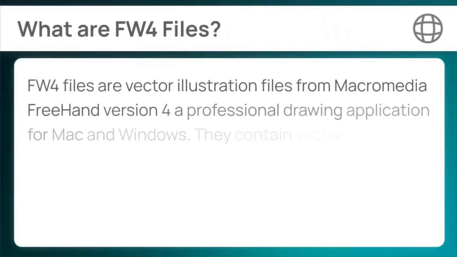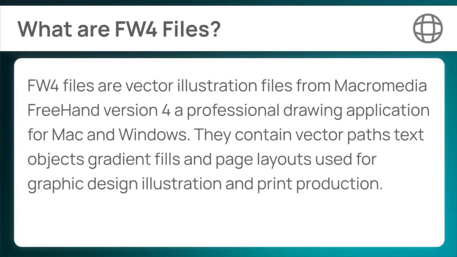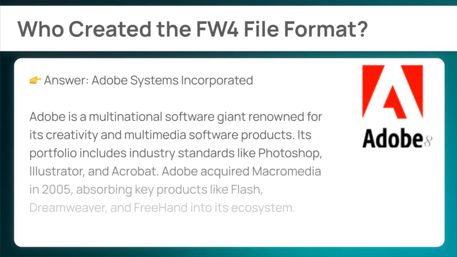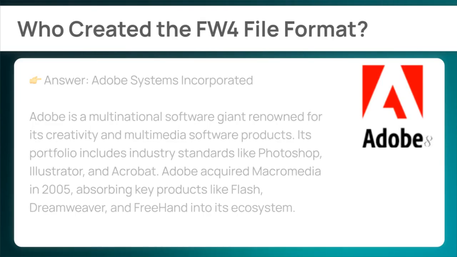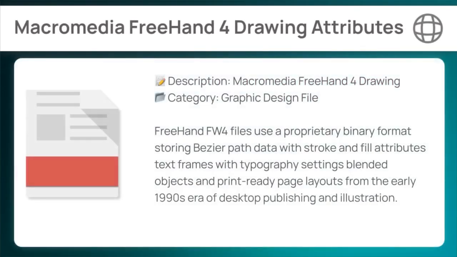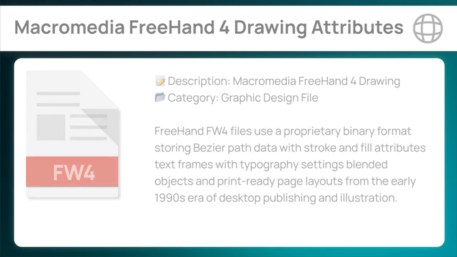FW4 files are vector illustration files from Macromedia FreeHand version 4, a professional drawing application for Mac and Windows. They contain vector paths, text objects, gradient fills, and page layouts used for graphic design illustration and print production. FreeHand FW4 files use a proprietary binary format, storing Bezier path data with stroke and fill attributes, text frames with typography settings, blended objects, and print-ready page layouts from the early 1990s era of desktop publishing and illustration.